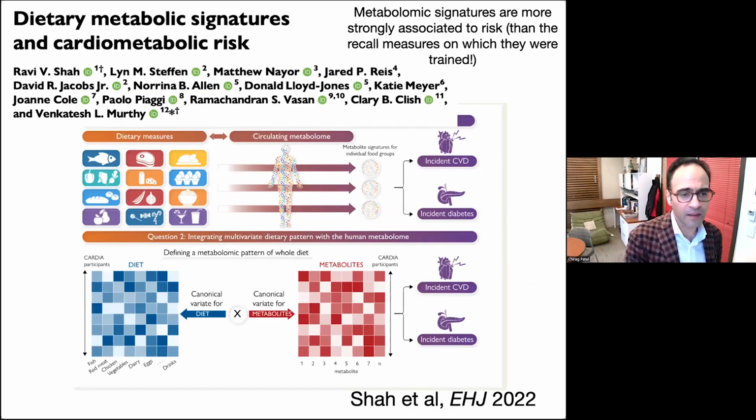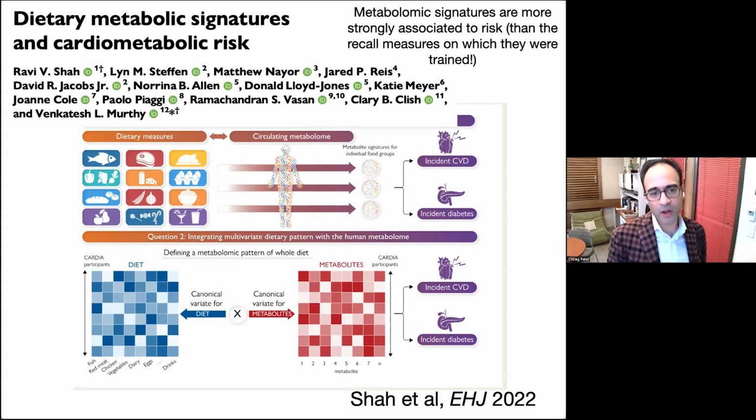This example caught my eyes. I am mostly a cardiometabolic researcher, and this one floored me when I saw this from Shah and colleagues. They looked at metabolic signatures connected with diet, so self-reported diet, and used those metabolic signatures to associate with disease. You could just as easily do this in cancer, for example. And so what they found was that these metabolic signatures were more strongly associated to risk than they were to the recall measures that they were actually trained on.